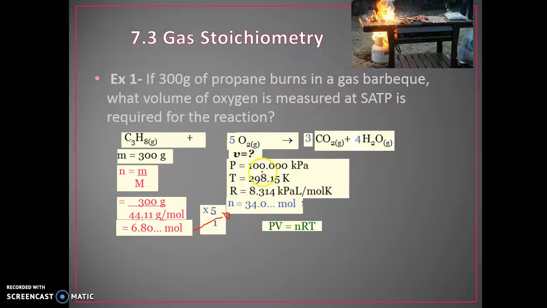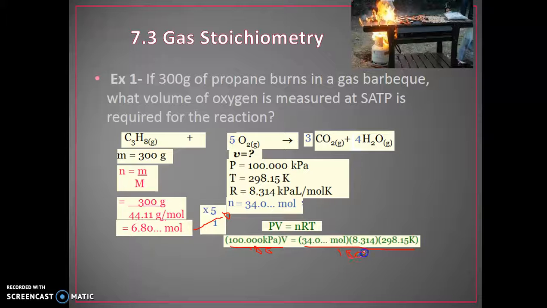So the pressure we know is 100 kilopascals, moles is 334, R is 8.314, and the temperature was 25 degrees Celsius, which we always have to convert to Kelvin. So I can put that all in the formula there. Now all I need to do is solve for volume, and to get that by itself I would just divide by 100 on either side.